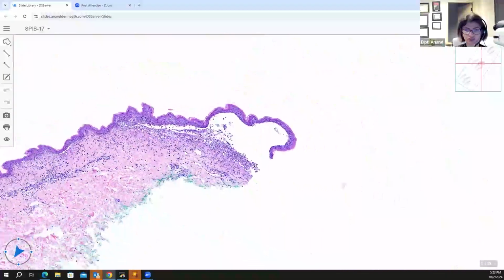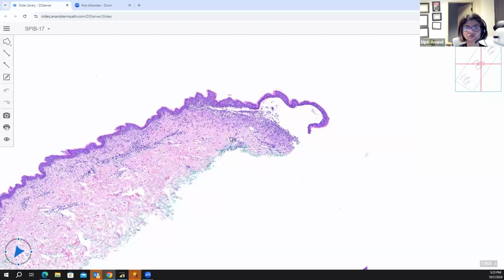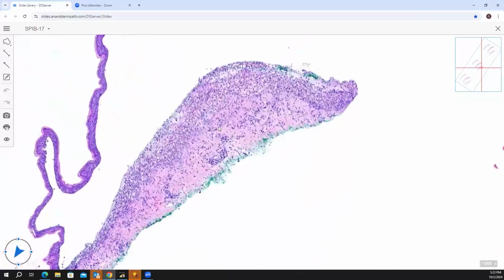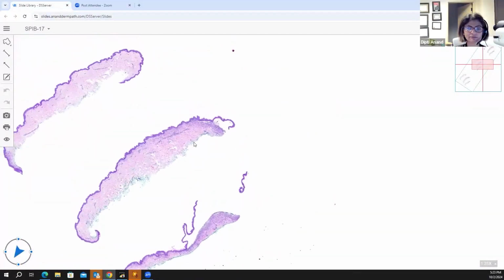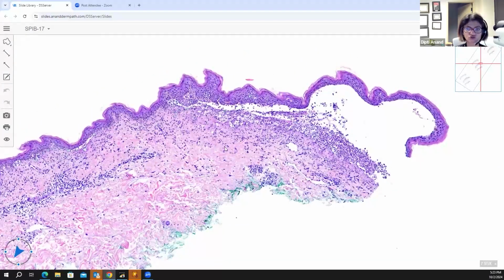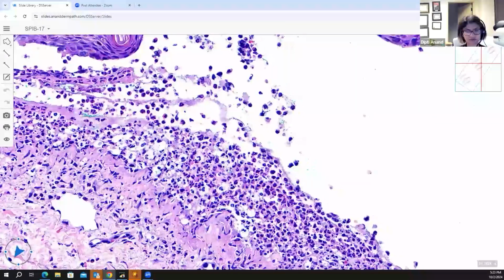So what do you think is your differential in this? In a linear fashion, like linear IgA. Yeah. And you understand what I mean by linear fashion, right? Unlike in your DH, where you were getting those concentrations of neutrophils at the tips of the papillae, this is more like a linear split, a BP-like split, where you're getting neutrophils in the blister cavity.